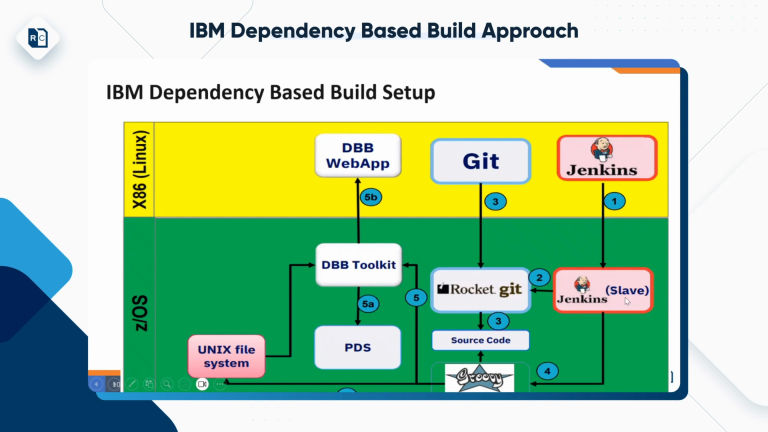For whatever change is requested, Jenkins is going to make the pull request to your Z Git, which is Rocket Git. This is going to invoke your required source code from your Git repository. Whatever source code is taken, you have a Groovy script to do the compilation, which is basically from your IBM Dependency Based Build, which provides your Java based API to do complete compilation in the form of your Groovy script.